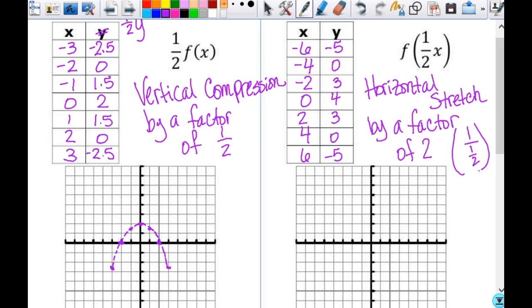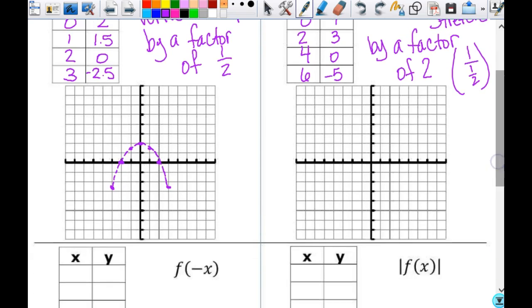All right, so -6, -5, 2, 4, 6, 2, 4, 5, and then -4, 0, -2, 3.